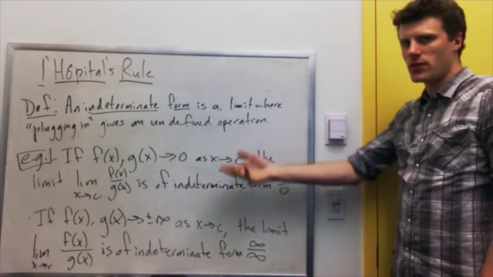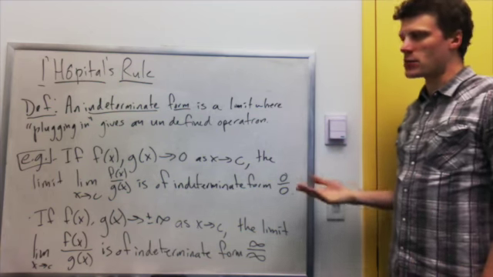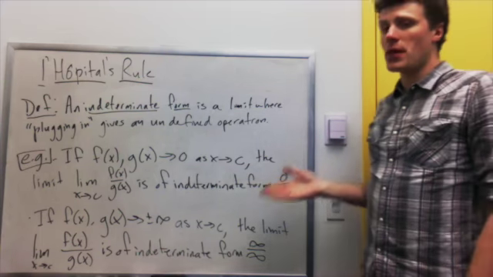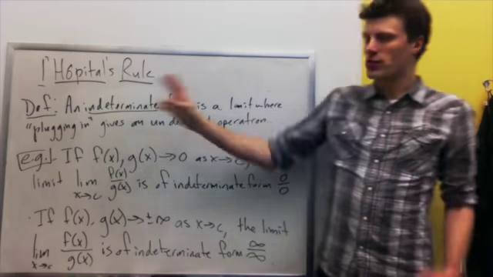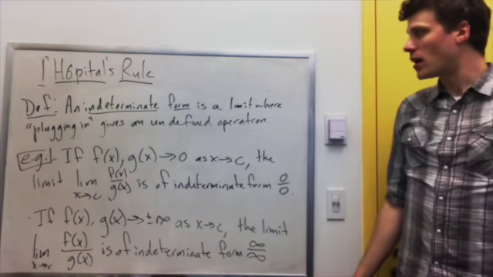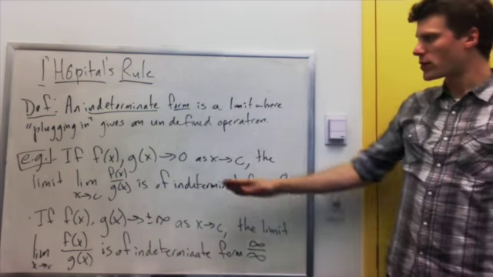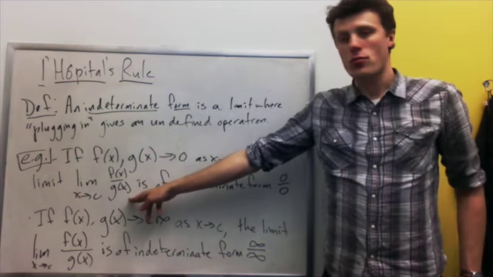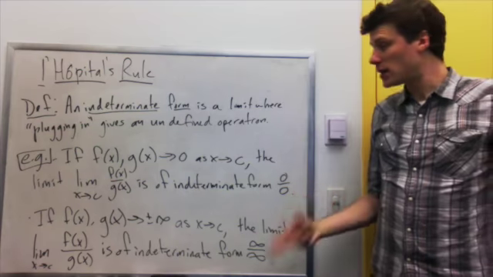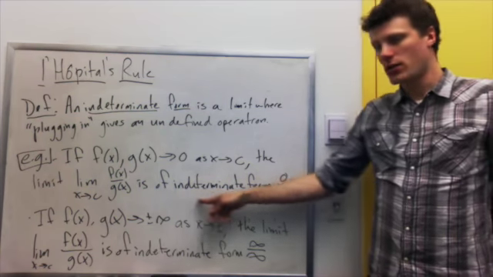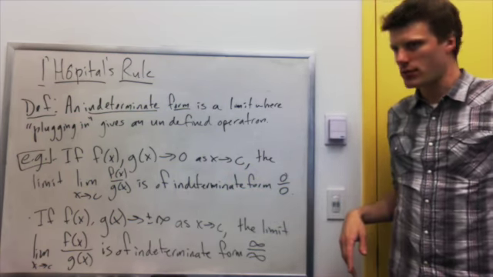Okay, so L'Hopital's rule is used when we're dealing with limits that are something called an indeterminate form. A lot of limits at infinity we can evaluate already, but there's some that we can't. In fact, quite a few. So an indeterminate form is a limit where just plugging in gives an undefined operation. For example, if I take the limit of a ratio of functions, and both functions go to 0, if I just plug in, I get 0 over 0. I call that the indeterminate form 0 over 0.